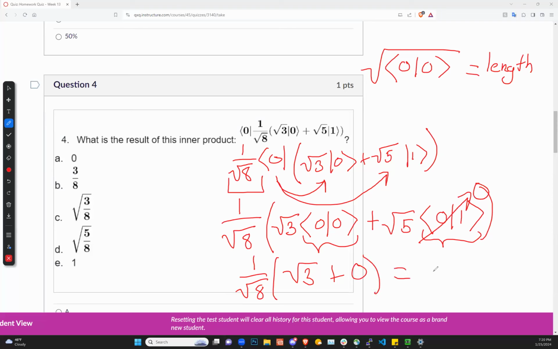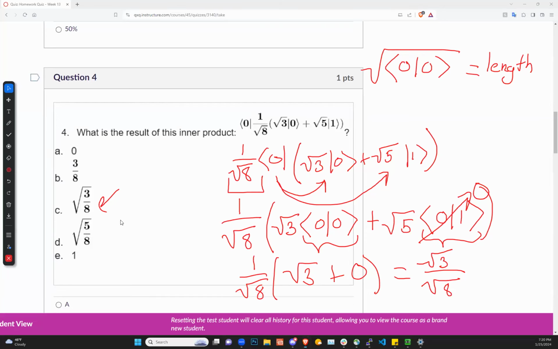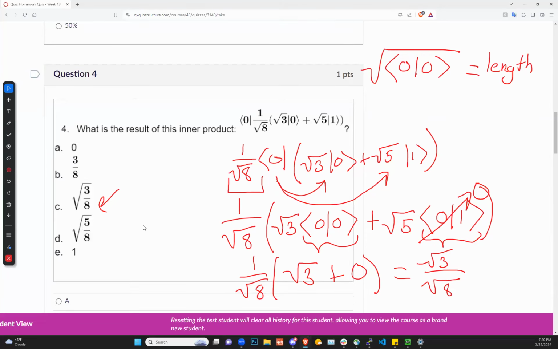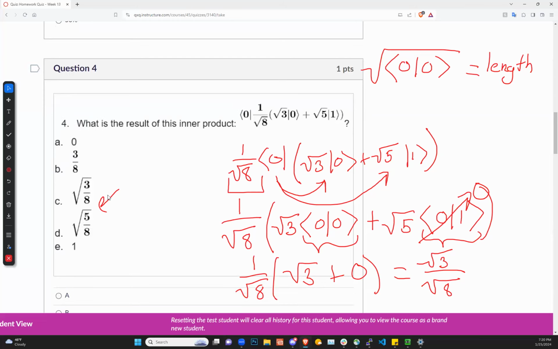So the result of this inner product is the square root of 3 times 1 over the square root of 8, which is square root of 3 over square root of 8, or just the square root of 3/8. So the correct answer to this question is C, the square root of 3 over 8.